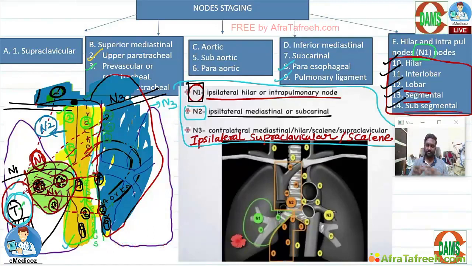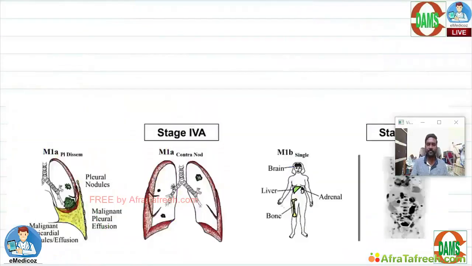So N1, lymph nodes within the substance of the lung. N2, ipsilateral mediastinal or subcarinal. N3, ipsilateral supraclavicular or scalene, along with that, contralateral any lymph node, right from number 1 to number 14.